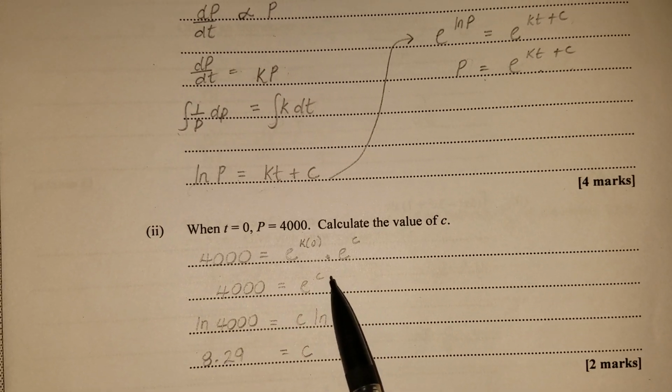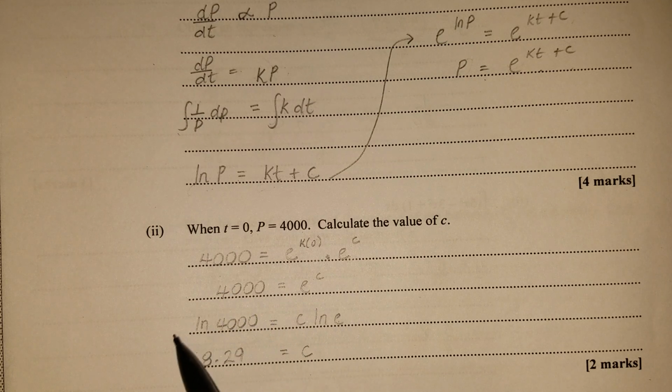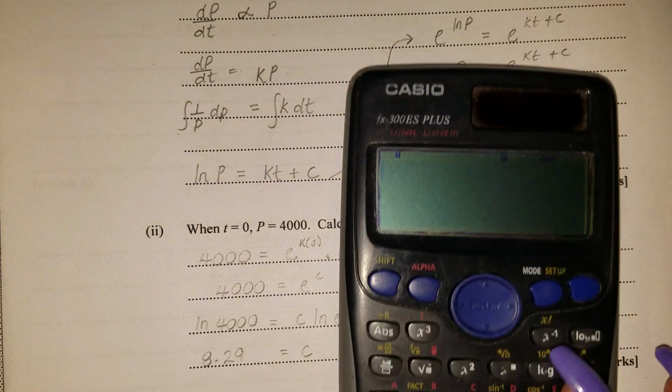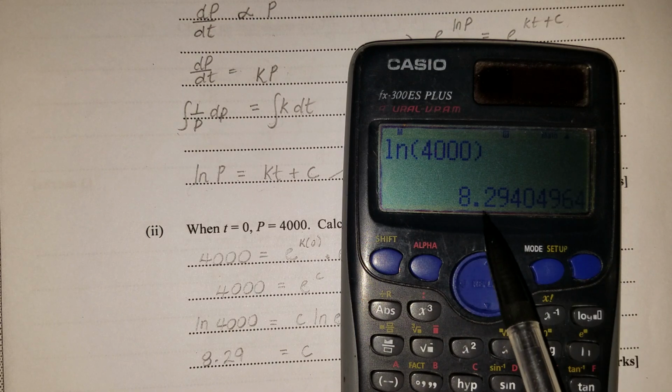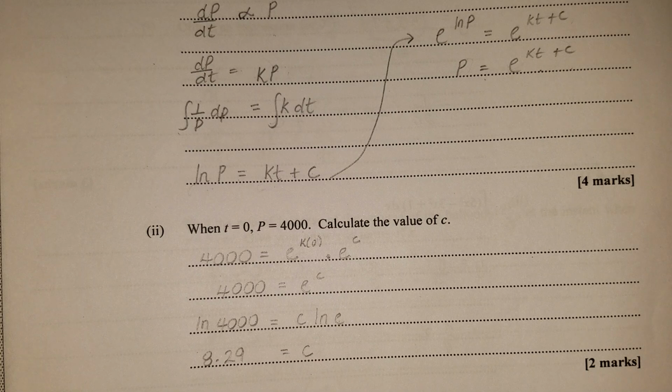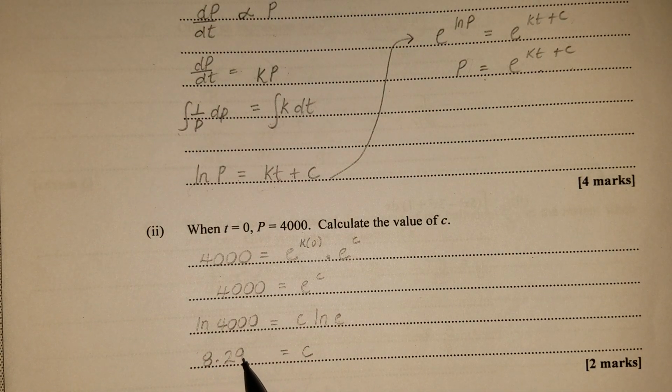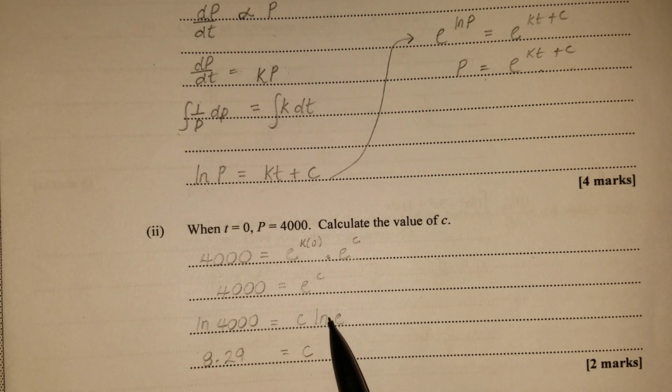And for us to find c, we can say c ln e, and we have to do the same thing. We have to ln the other side, equals ln 4,000. And when we plug ln 4000 on our calculator, we get 8.29. So the value of c here is 8.29. Now you must be wondering what happened to the ln e. The thing is, ln e is equal to 1. So we have 1 times c, which is just c.